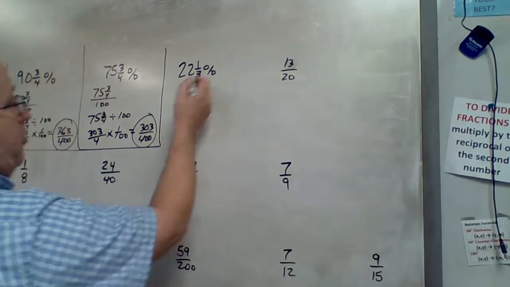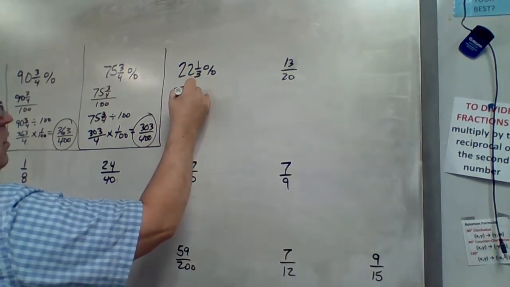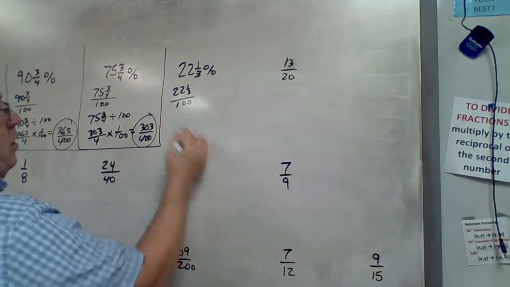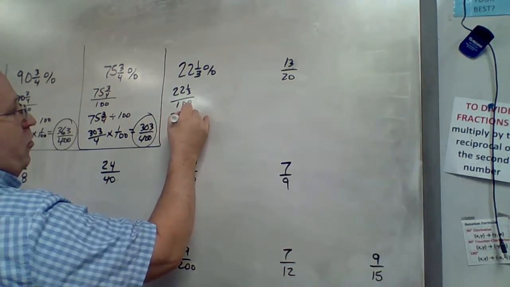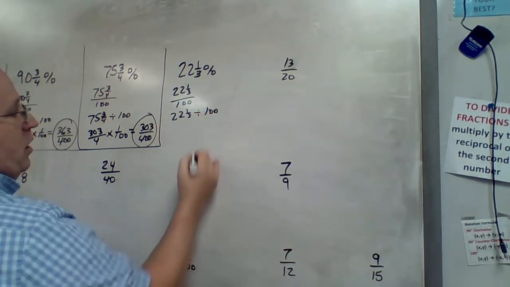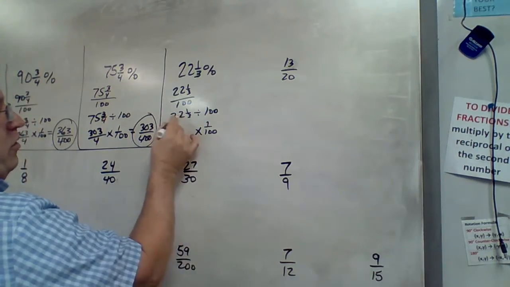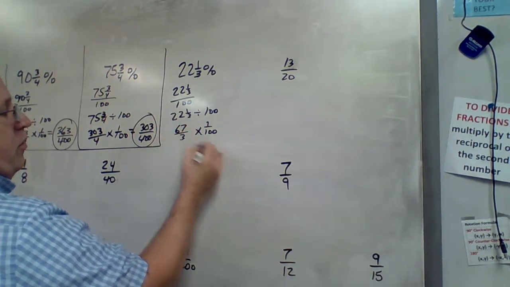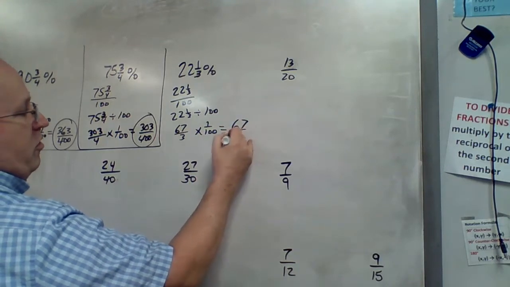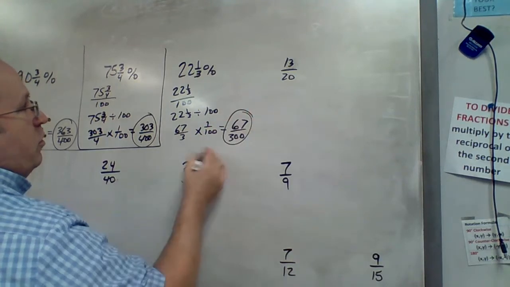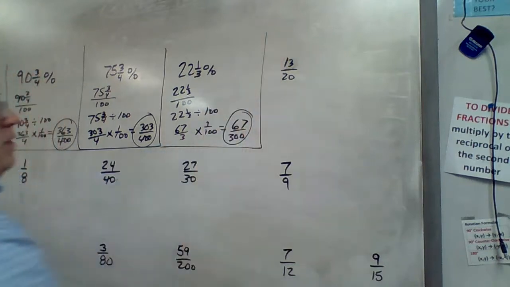Next one, percent means hundredths again. So we divide by 100, and 22 1/3 divided by 100 is the same thing as multiplying by the reciprocal. This is 67 thirds, so I get 67 over 300 as my fraction.